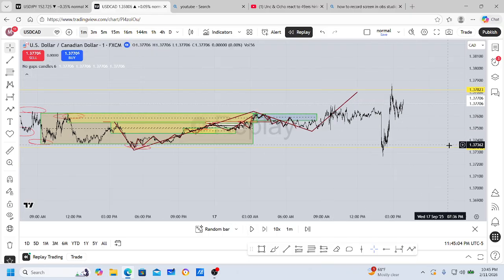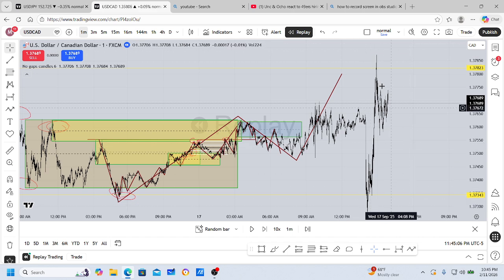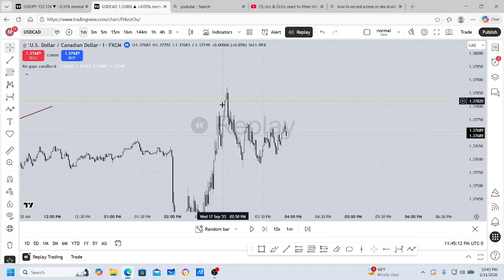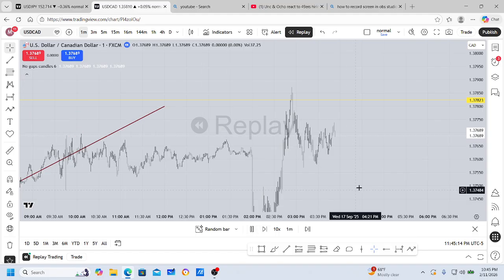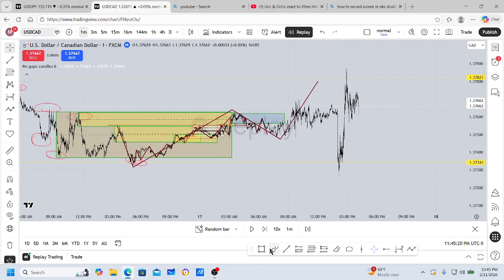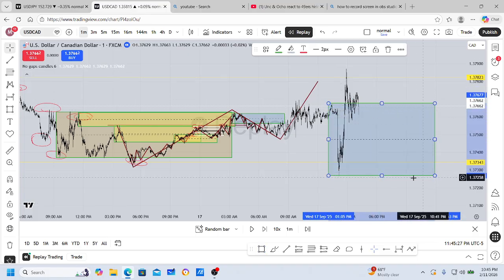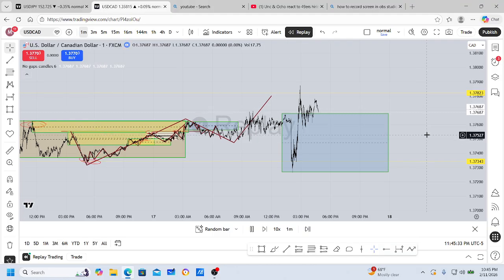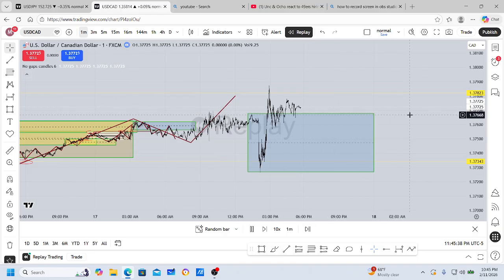Doesn't this look like the big white candle right here? And then it trades back down. This is the wick of the white candle. Trade back down. What does this represent? A zone. Right here. Bang. Guess what? We might go down in here. We might go up here. I don't know. Get some ranging going on.